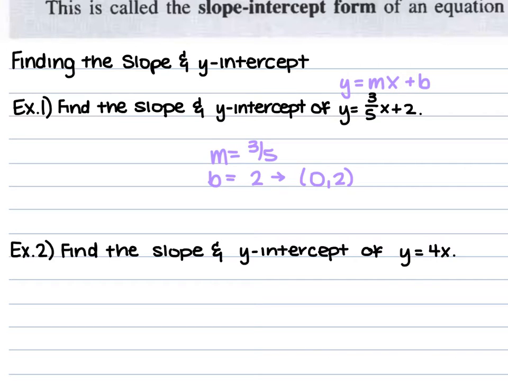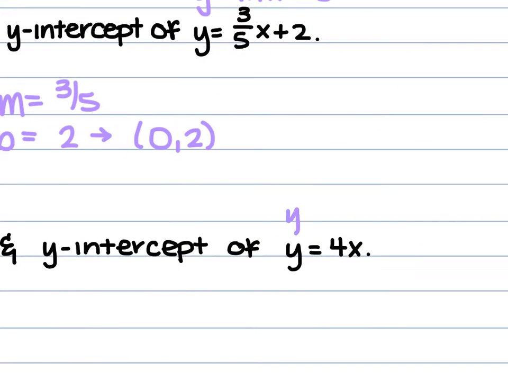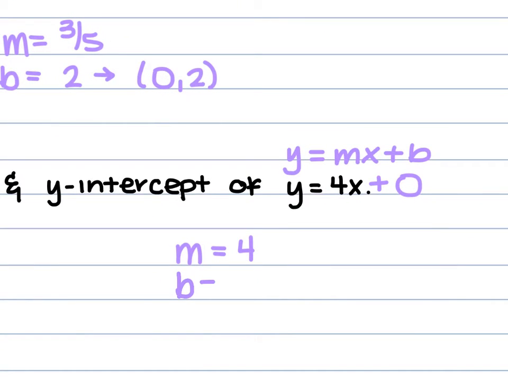For example 2, we have y is equal to 4x. Well, again, this is the same thing as y equals mx plus b. In this case, our b is just 0. So our slope is 4, or 4 over 1. And our y-intercept, our b, is 0. So that's the point 0, 0, or the origin.